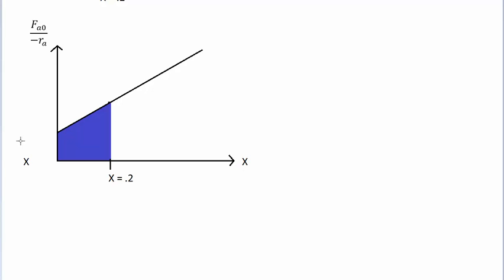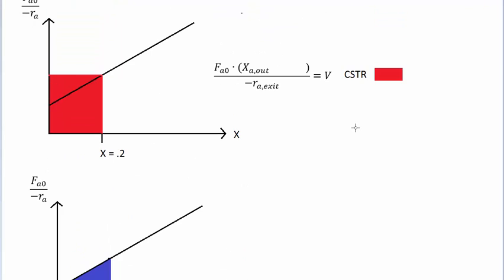Likewise, if you're working with a PFR and you're trying to get a conversion of 0.2, since it's the integral, it's going to just simply be the area under that curve. You're not going to have this extra space over here that comes with the CSTR.